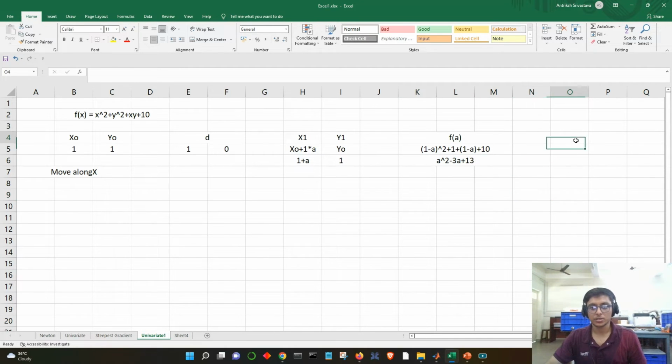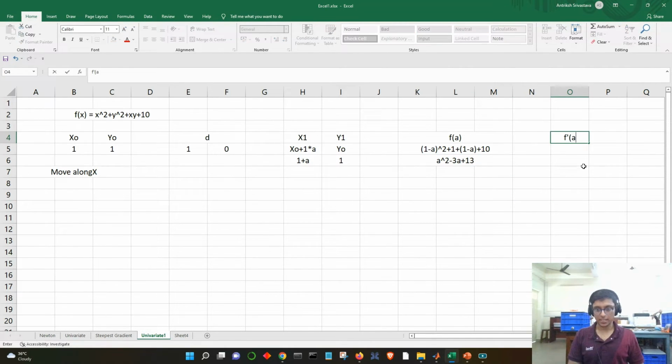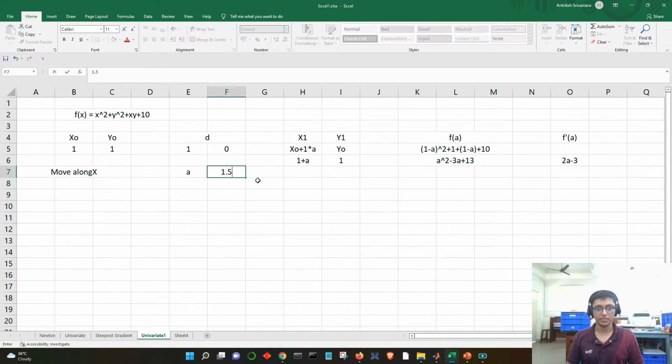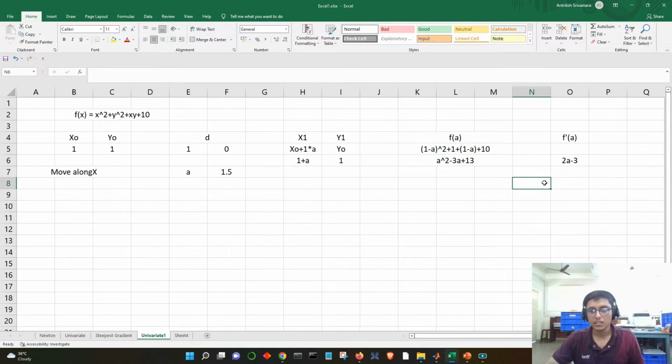Okay, so then we have our f dash a, and I will explain why I am writing this in a little bit. It is 2a minus 3. So our a value for moving along the x direction is going to be 1.5. Is that correct? Maybe we made some mistake. Okay, the a value is 1.5.